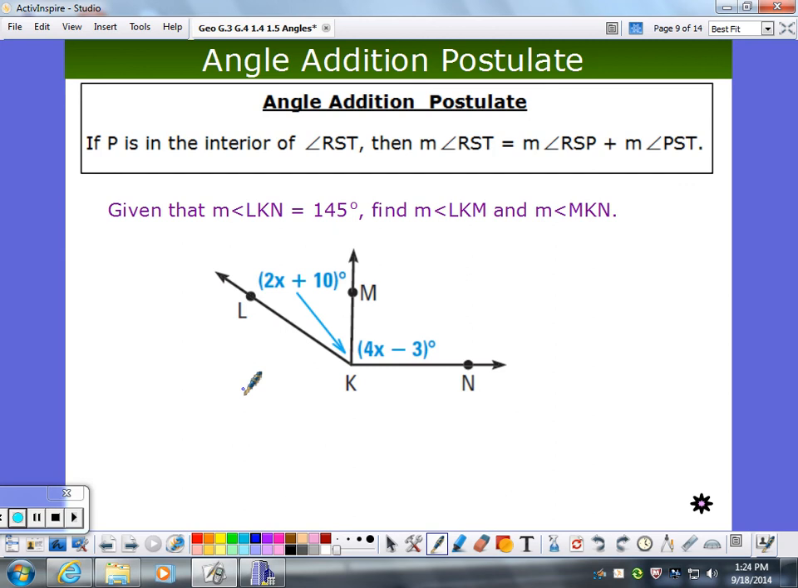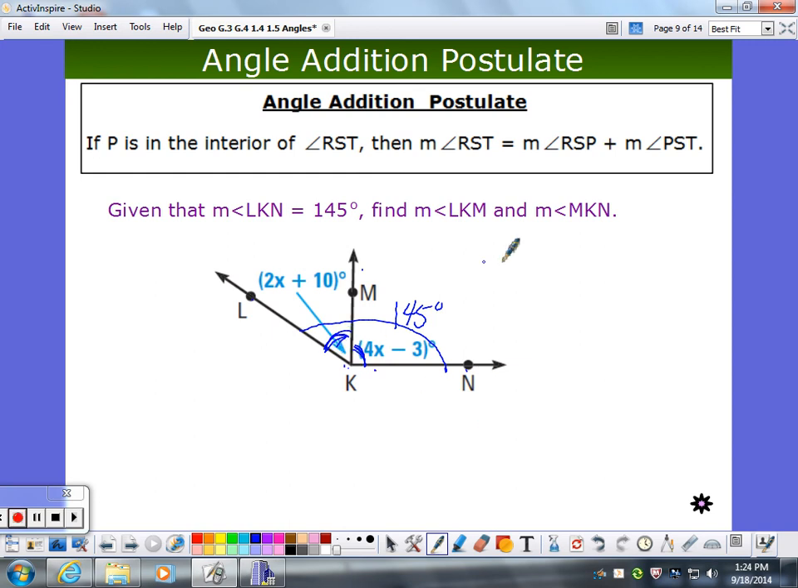So given that the measure of angle LKN, this whole thing, is 145 degrees, we're going to turn pages, right? We're on the top of page 2 here. What are we finding? The measure of LKM. So find this degree measure and find MKN's measure. Find that degree measure. So the angle addition postulate says add the two pieces together, you get the whole thing.